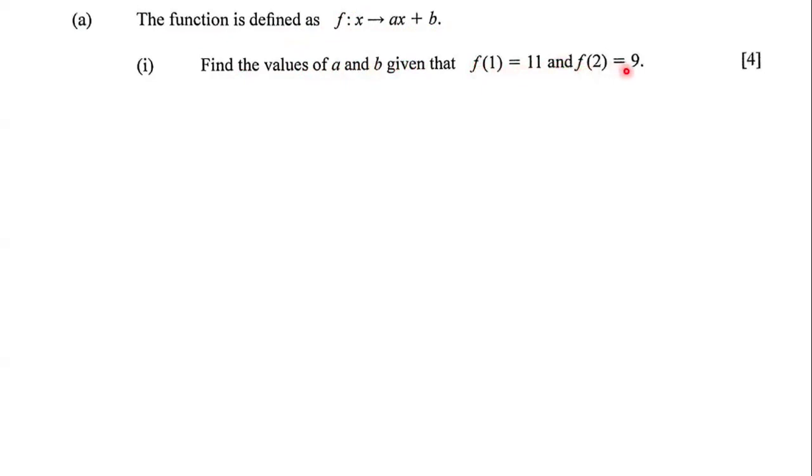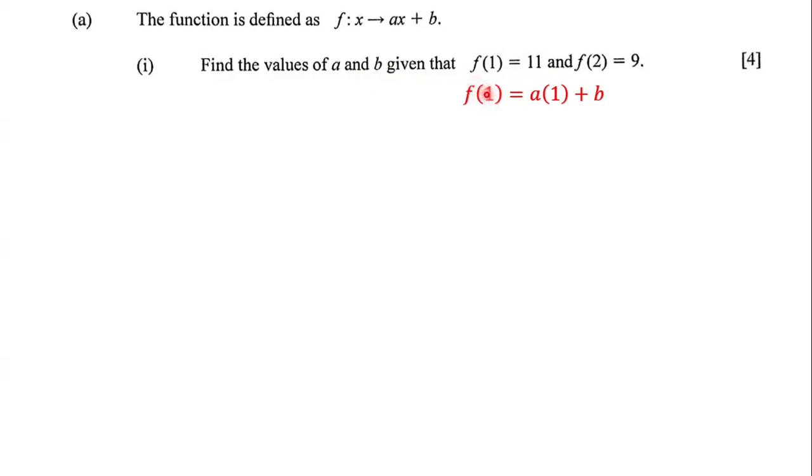Although we don't know what the values of a and b are, our goal is to figure out what those values are. They give us hints so that we can piece those together and calculate the values of a and b. The first thing they tell us is that f of 1 is equal to 11. Now f of 1 basically means that in place of x, we're going to put 1.